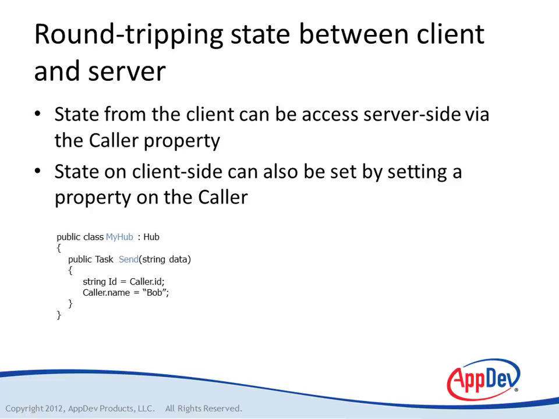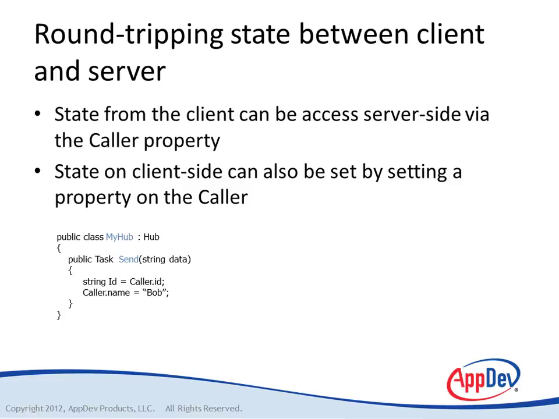Here's an example. Here we have the public class MyHub, which is derived from the Hub of SignalR. Within it, we have a public task Send, passing data along, and you can see that we have a string variable ID equal to caller.id. That is loading up the string ID of whatever the ID of the caller object actually is. Below that, we have caller.name equals "Bob". What this is doing is setting the client side property of caller.name to Bob.